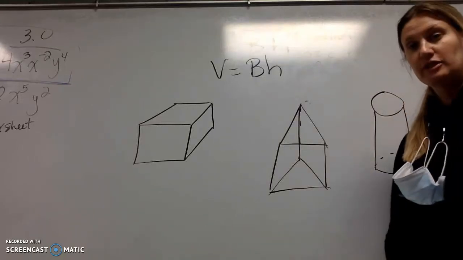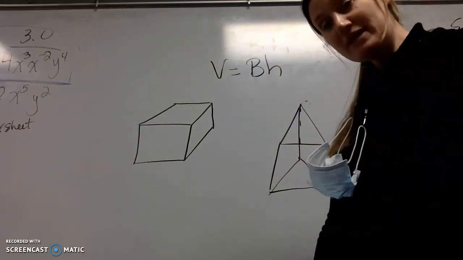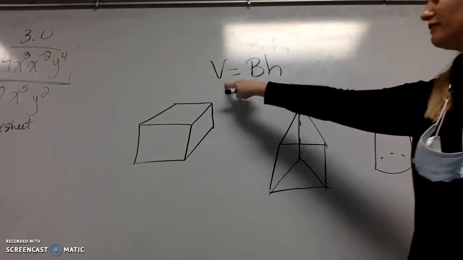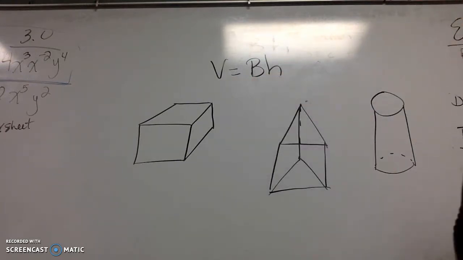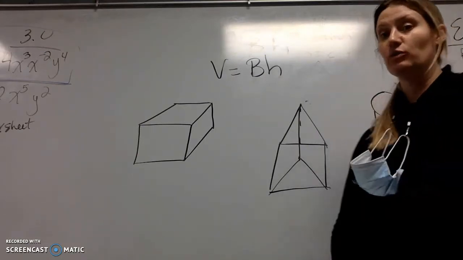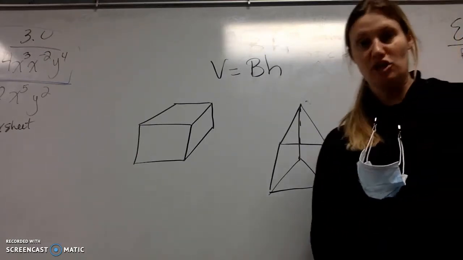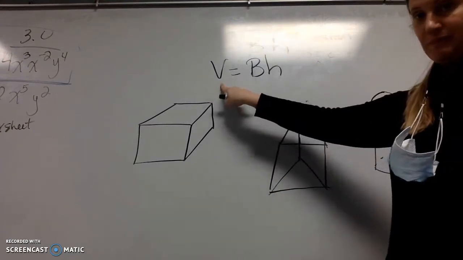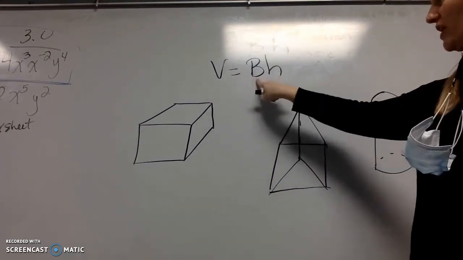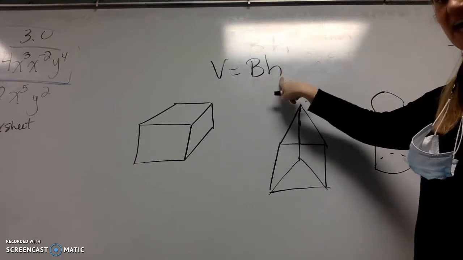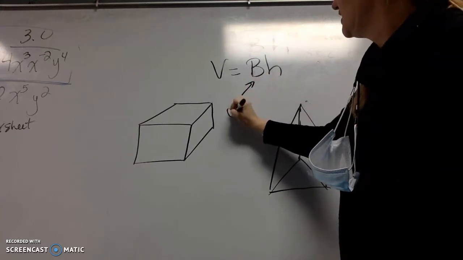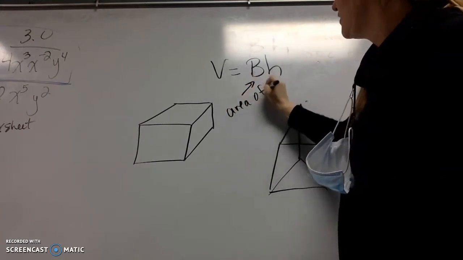So in this video, we're going to talk about how to find volume of prisms and cylinders. Now, this is the formula for finding volume of prisms and cylinders. That formula will actually work for all prisms and all cylinders. Okay, now what it means is volume is equal to the area of the base shape times the height of the three-dimensional figures. So what this means is area of the base shape.